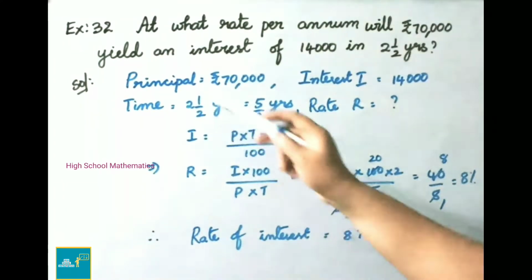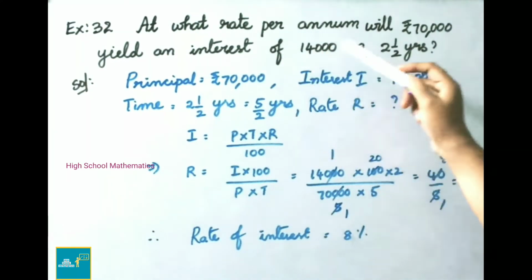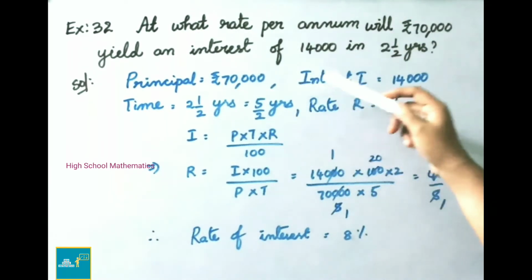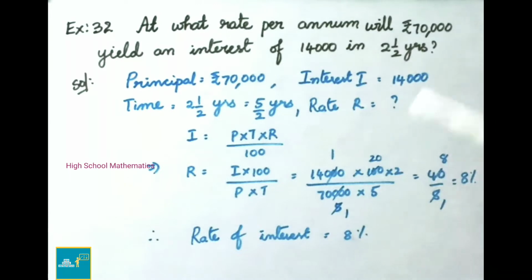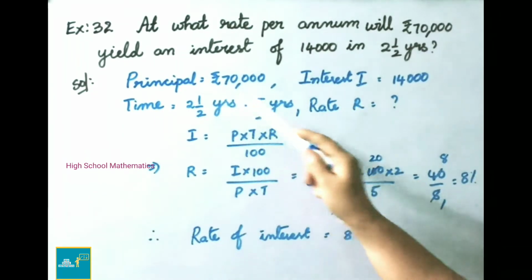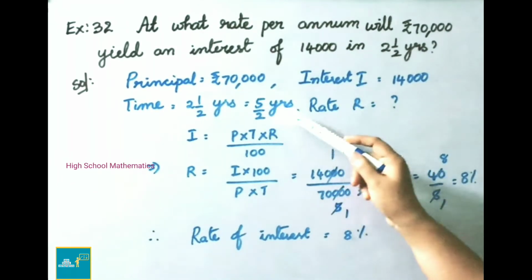See now example 32. At what rate per annum will 70,000 rupees yield an interest of 14,000 in 2.5 years? Let us see the solution. Principal amount is 70,000 rupees. Interest I equals 14,000. And time is 2.5 years. That equals 2 twos are 4, 4 plus 1, 5. So time is 5 by 2 years.